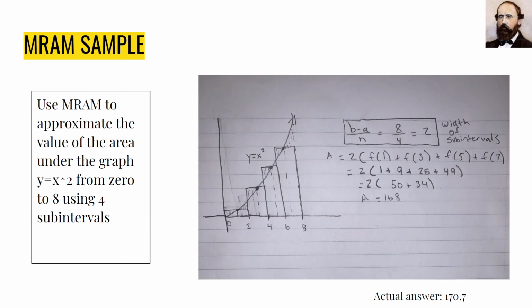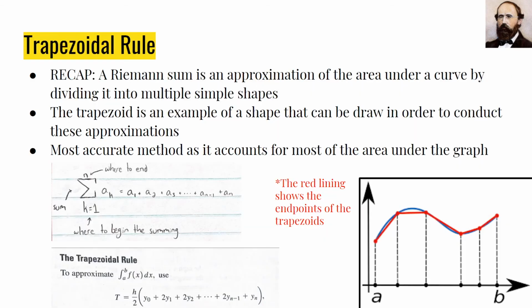And like I said earlier, you are going to get a little bit of a rough estimate when you do such a low amount of subintervals. In this case, we only did 4. And on the bottom right, we see the actual answer of 170.7. If we wanted to get a more exact answer, we could have done more subintervals. Okay, so next we're going to be talking about the trapezoidal rule.